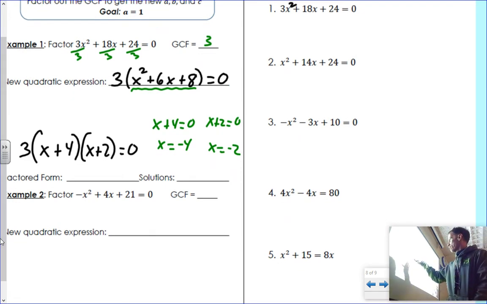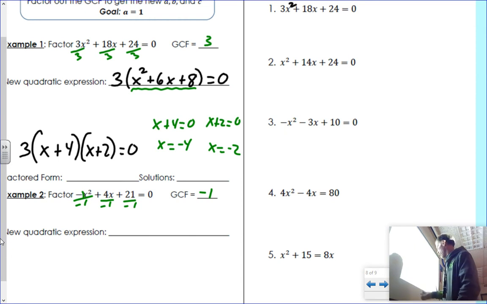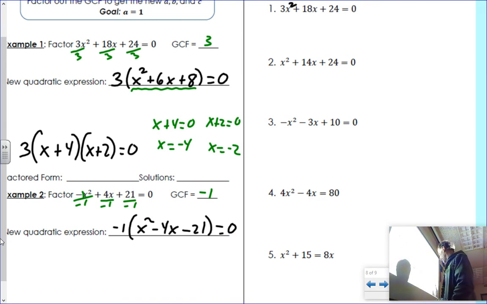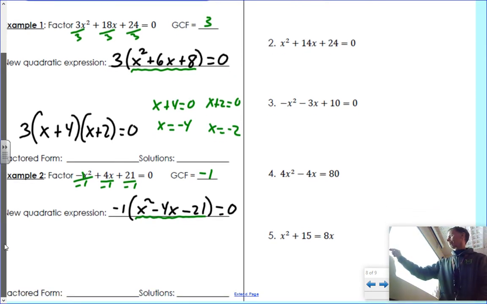The last example works the same way. Again, like I said a second ago, what's my GCF in this case? Can I take it out of that front number? Well, that front number is negative 1, so my GCF is really just negative 1. So if I divide everything by negative 1, how does that make a new equation? Well, now it's going to be negative 1 times x squared minus 4x minus 21. And again, all you've got to worry about is in here. By the way, if you just wrote a negative in front instead of negative 1, that's fine too.